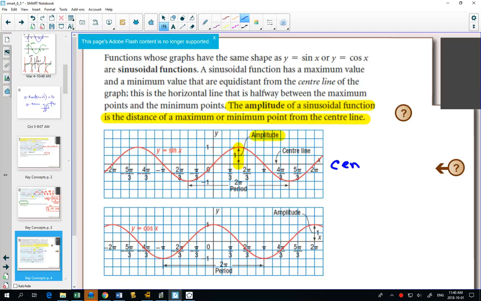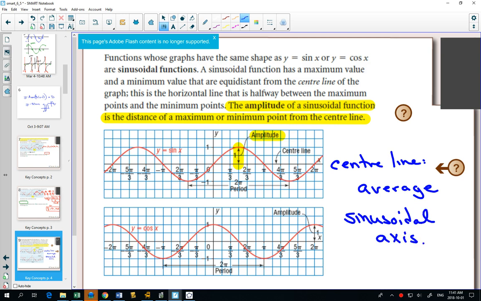And off to the side, I'm going to give you some other definitions, or synonyms, of center line. Sometimes the center line is just called the average, and sometimes it's called the sinusoidal axis. When we graph our center line, we're often going to graph it like an asymptote with a dotted line, because it's not actually part of the graph, but it helps us graph it. So we'll graph it with a dotted line.